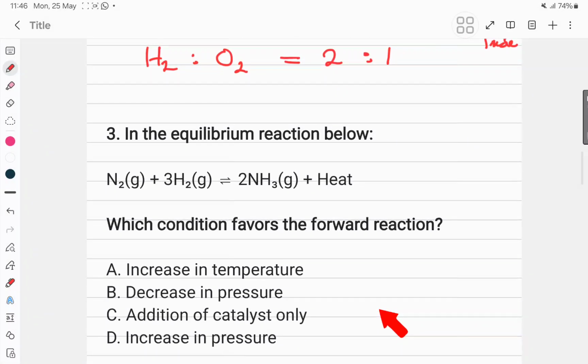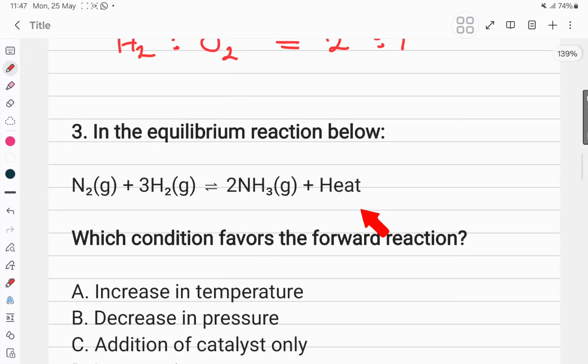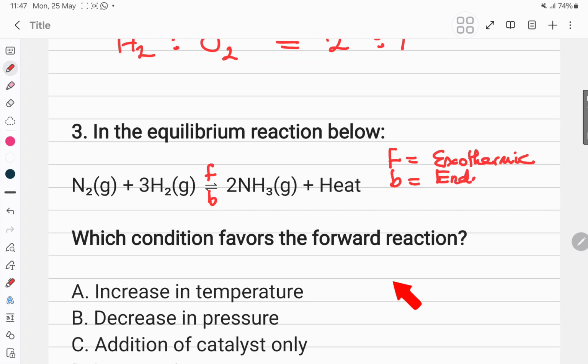Question number 3. In the equilibrium reaction below, this is a question on chemical equilibrium. This is another process. Which conditions favor the forward reaction? Now, if you look at this equation, you can see that there is loss of heat. The forward reaction, which leads to evolution of heat, is exothermic. And on the other one, the backward reaction is endothermic. These are the two processes.